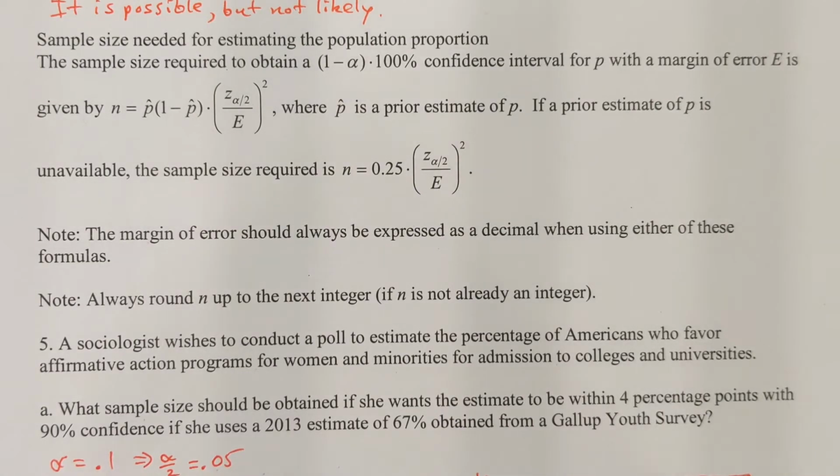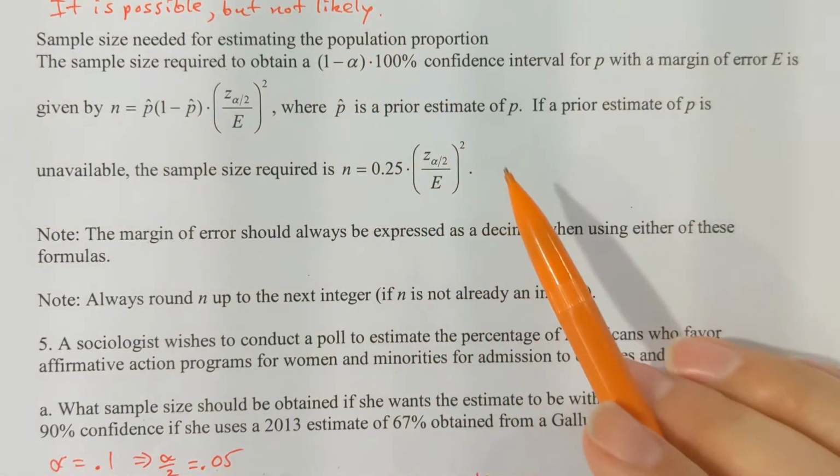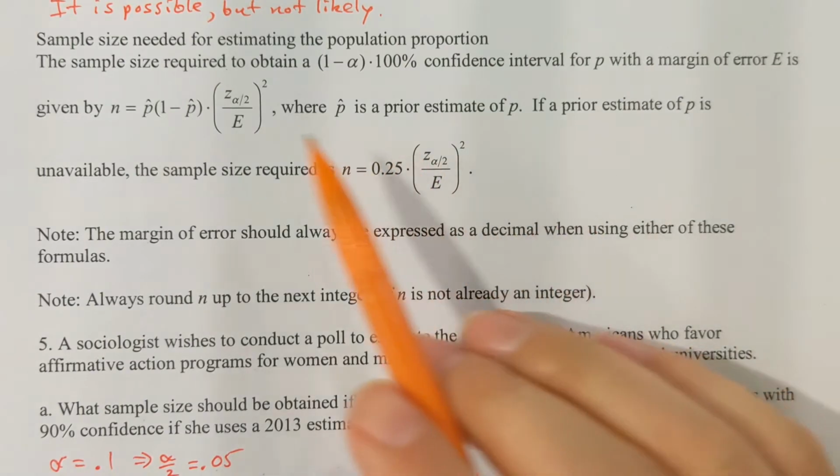Okay, in this video I wanted to finish up section 9.1. We're talking about confidence intervals about the population proportion, and we've looked at a couple of problems and doing some things on the calculator. Now the last thing that I want us to check out here is the sample size that would be needed for estimating a population proportion.